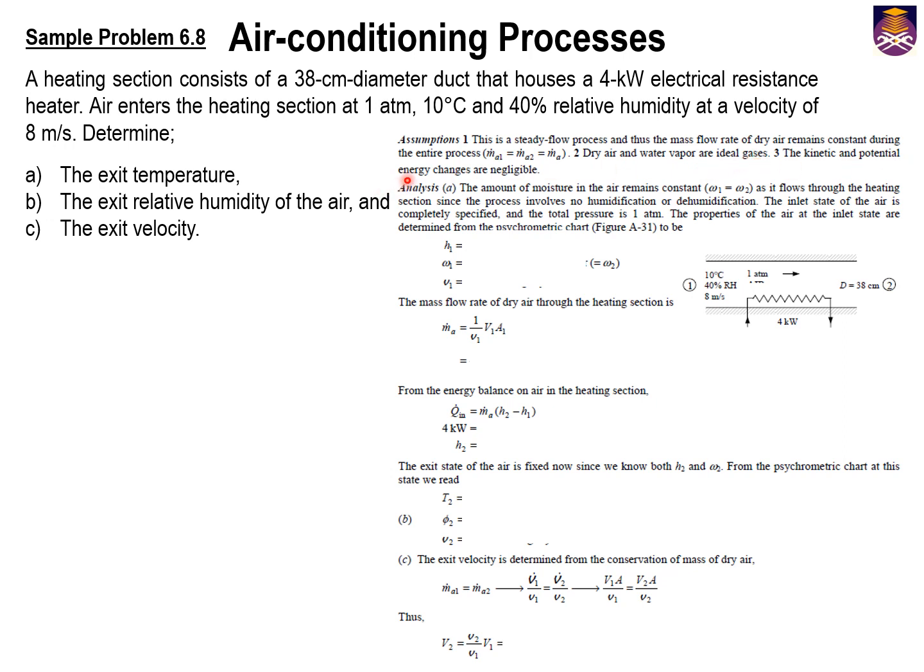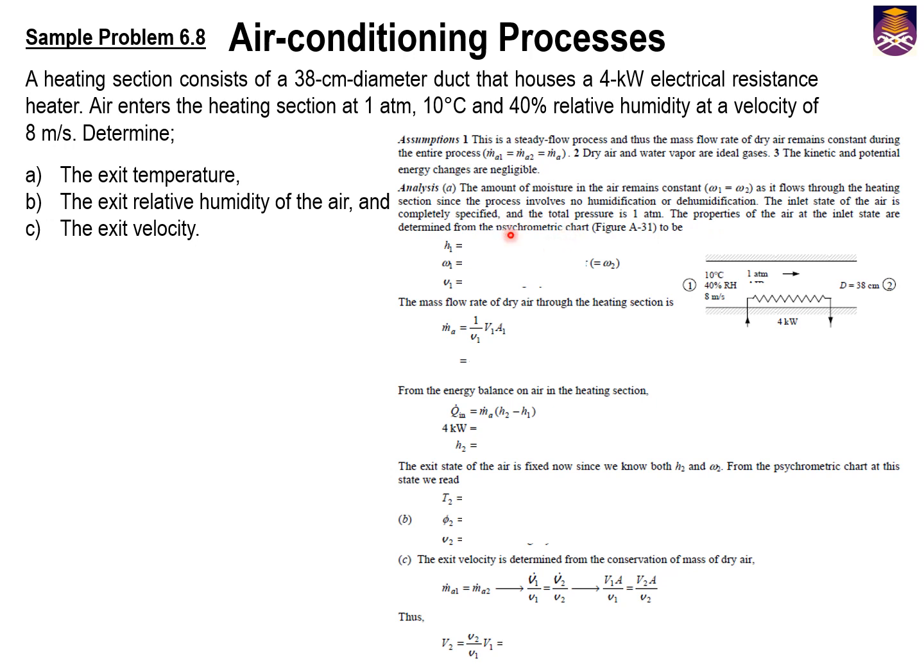Kinetic and potential energy changes are negligible. Right. So for the analysis, the amount of moisture in the air remains constant. So omega 1 is equal to omega 2 as it flows through the heating. So this is only heating, no humidification, no dehumidification. Right. Inlet state of air is completely specified and we have 1 atm.